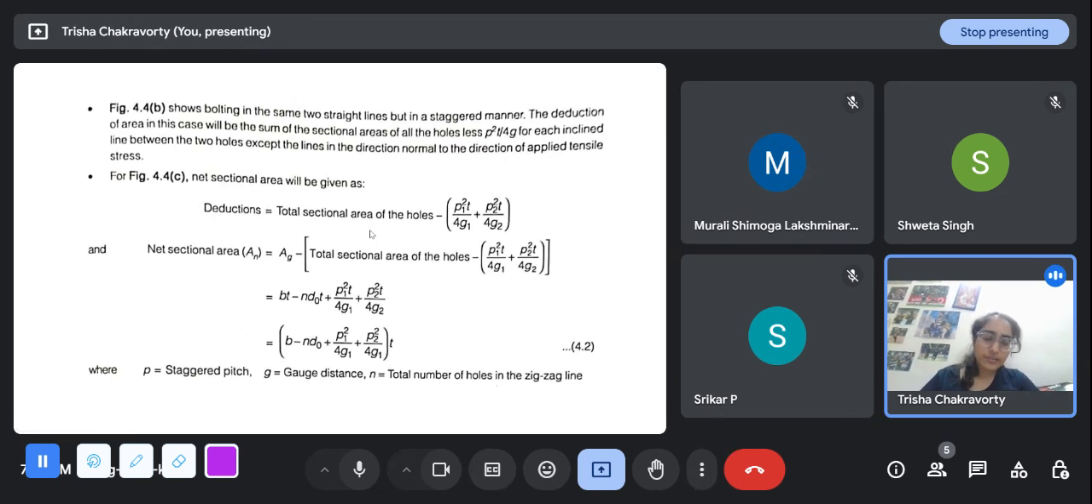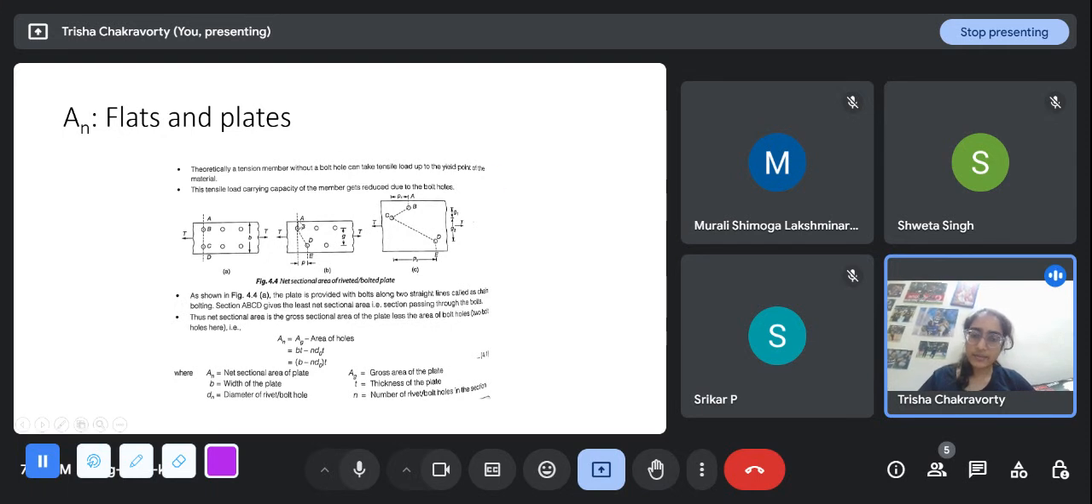The deduction of area: firstly, you can understand by intuition that it is staggered. What it means is that perpendicular to the application of tension, the bolt holes are staggered, like this. These lines could be in a straight line, but the tension is applied in this direction. This is the cross section area that we are concerned with. We will see the bolt holes are staggered along this line, this direction.